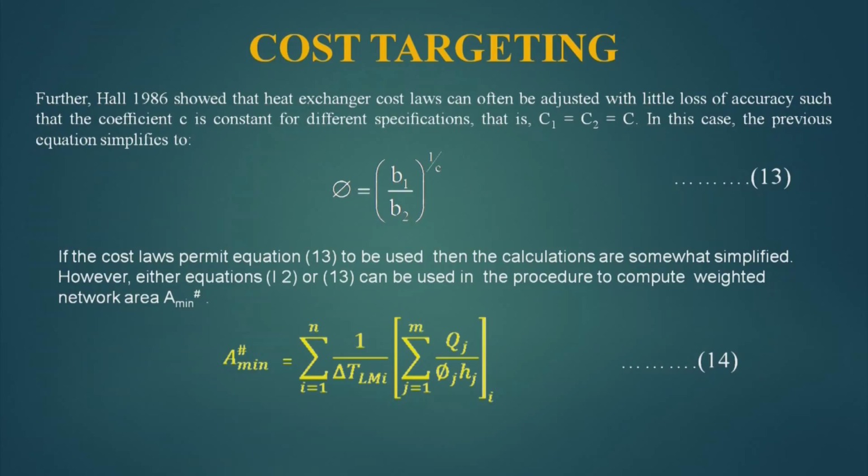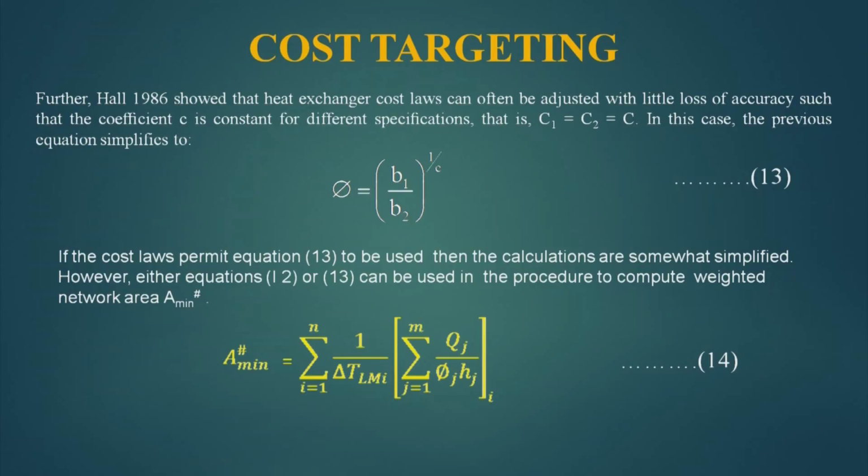So, once the phi are known, we can compute the A minimum hash, which includes the modified heat exchanger material in the network, using equation 14, where I is the enthalpy intervals and J is for streams which are available in the I, which includes cold streams as well as hot streams.